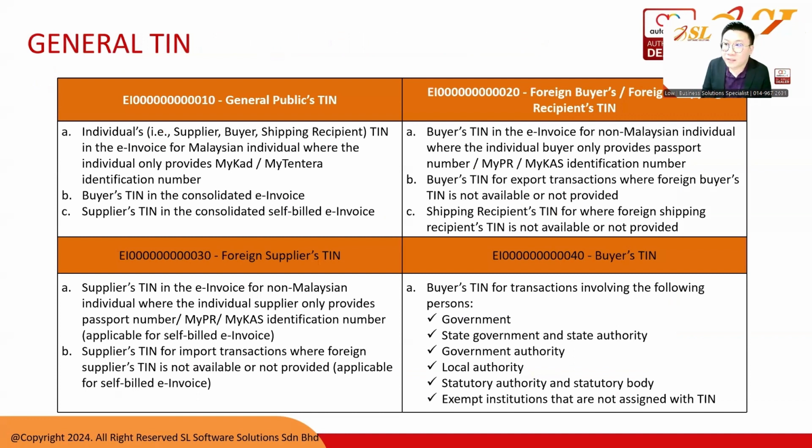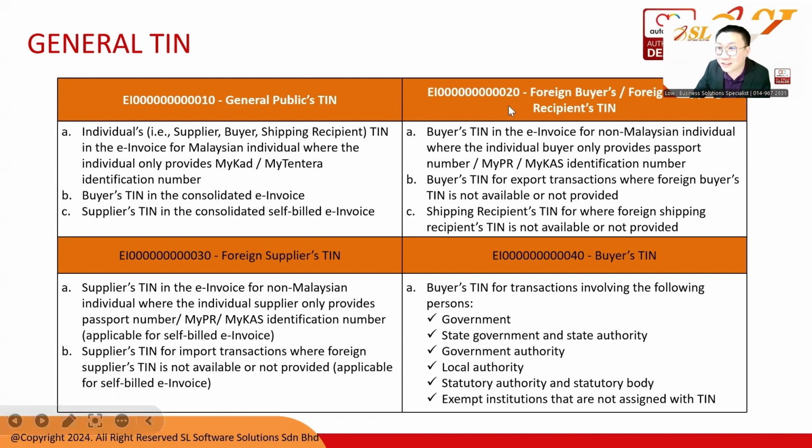Okay, for this general thing, this is a very useful number. I will explain these four numbers: EI 00020, EI 00010, and so on. For example, EI 00010: the customer provides their IC number, but they forgot their income tax number. The system does not allow you to leave it blank. This TIN field is compulsory, so you have to fill in EI 00010. Okay, this is how it works.